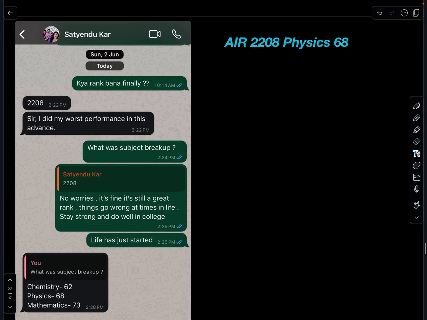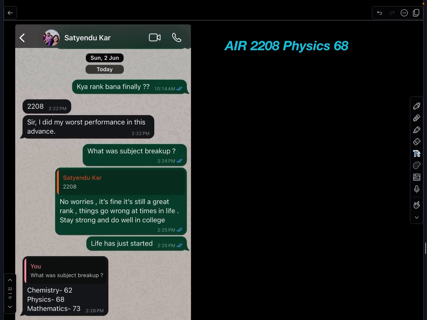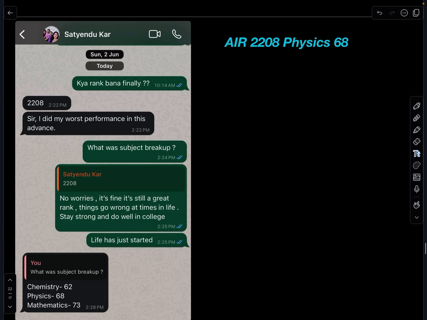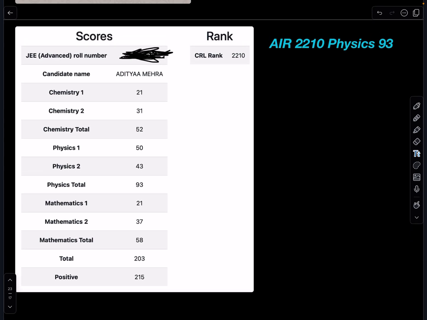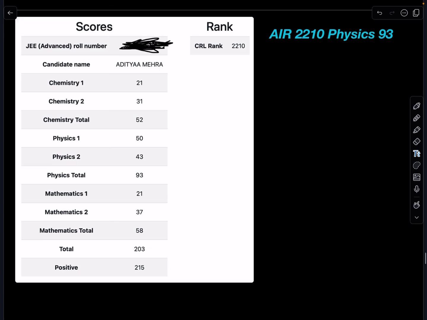So Satyendu is a very, very good student in my opinion, and this result also gives us some idea how unpredictable this JEE Advanced exam can be. A lot of things depend on the last day of the exam. He was JEE Mains Odisha rank 1, and even in West Bengal JEE he got a single digit rank. Then we have Aditya Mehra, All India rank 2210, and a very good physics score of 93.